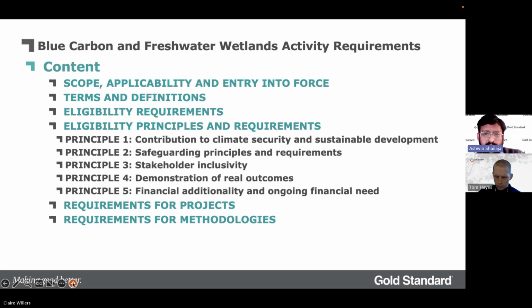So any project, any activity that is developed using the methodology, for example, mangrove or any other methodology, is not just a mitigation activity. It shall have adaptation aspects also integrated within the design. That's one of the core requirements of any activity which applies Gold Standard BCFW activity requirements.